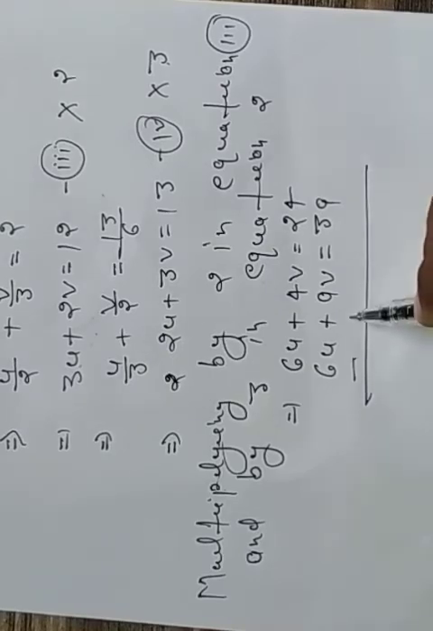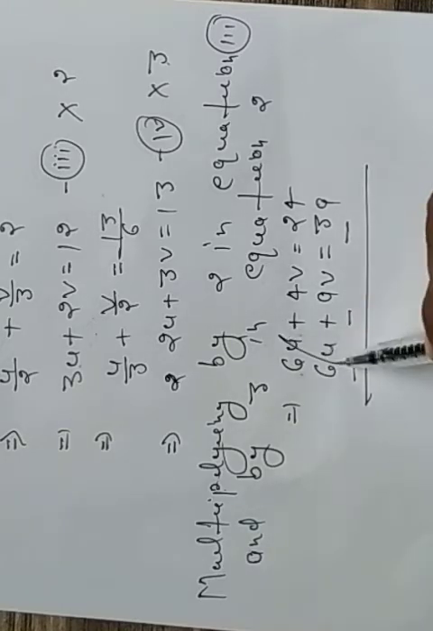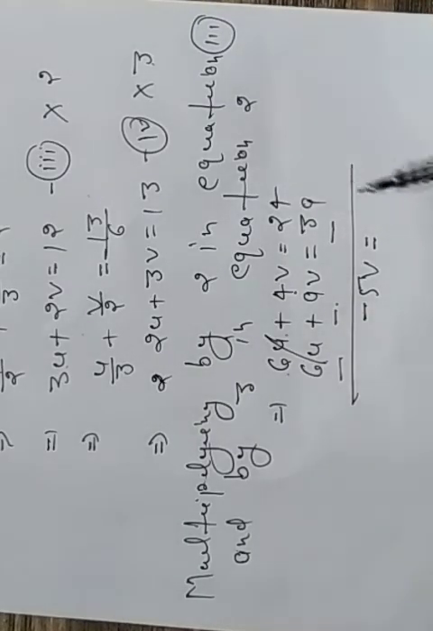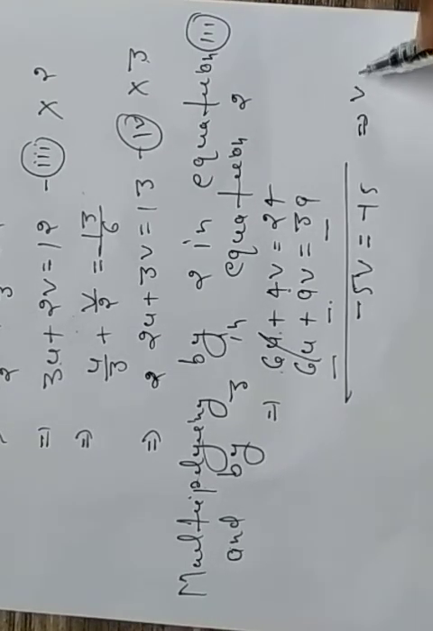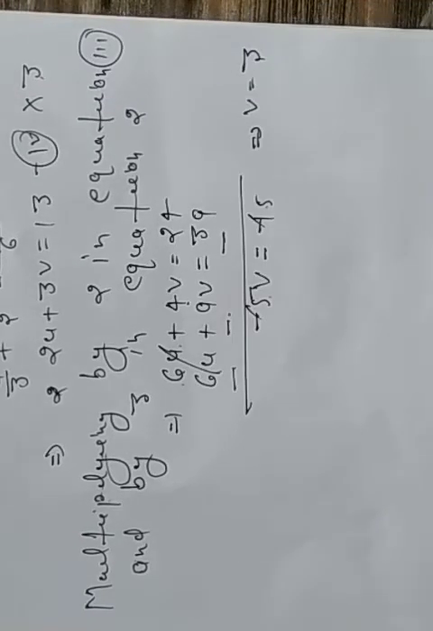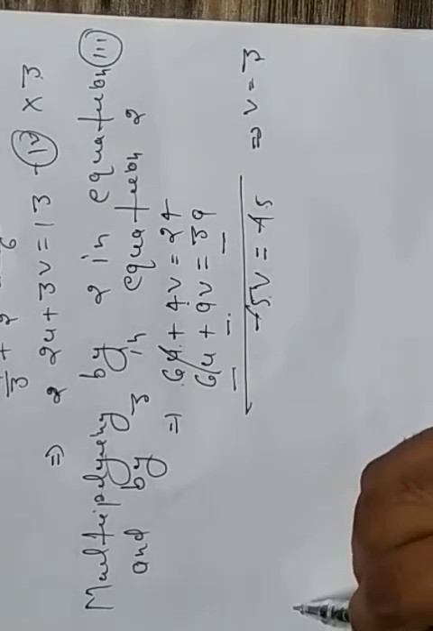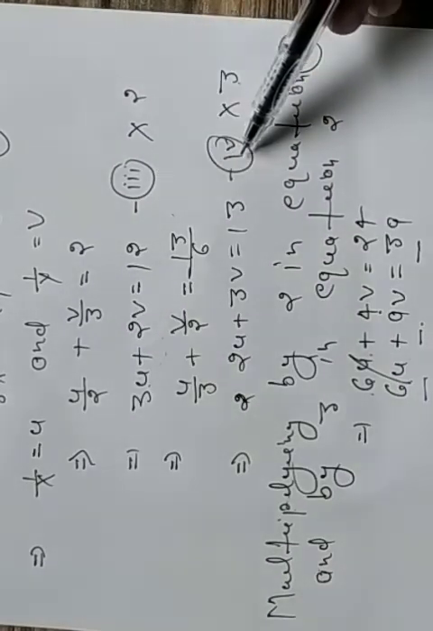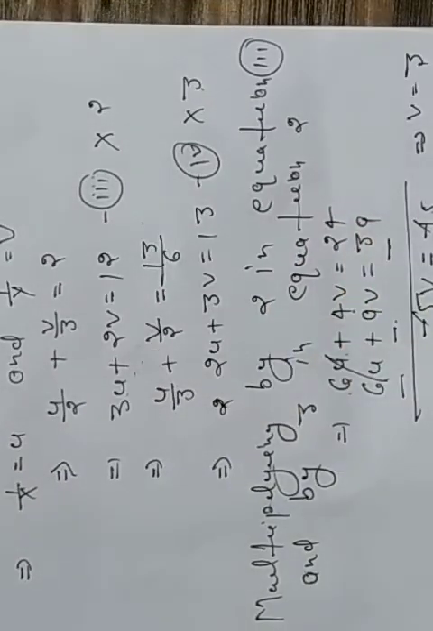Now change sign, minus and minus. Now see, 6u and 6u cancel, 4v minus 9v is minus 5v is equal to 24 minus 39 is equal to minus 15. This implies what? v is equal to minus cancel, 5 threes are 15, v is equal to 3. Now students, see, when we get the value of v, then how can we find u? We can put this value of v either in equation 3 or in equation 4. So see, when we put it here, then what are we getting?